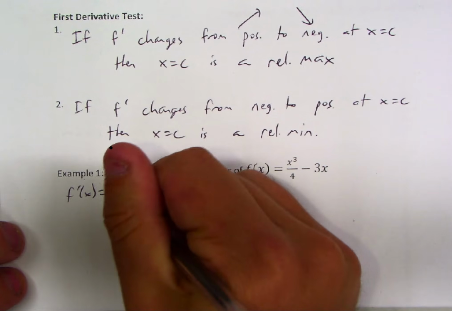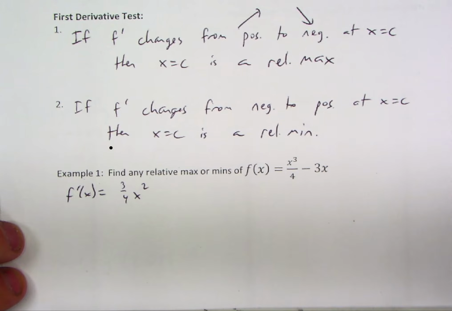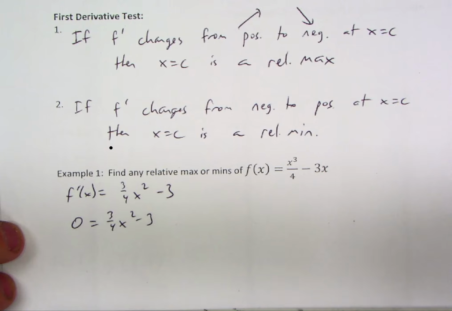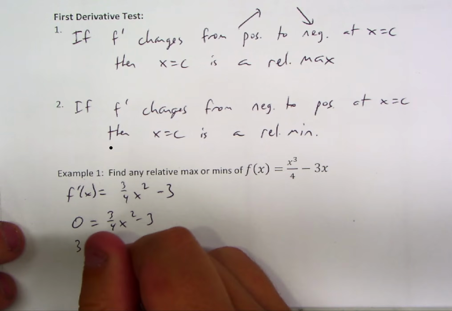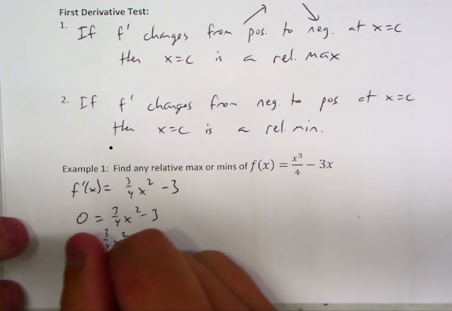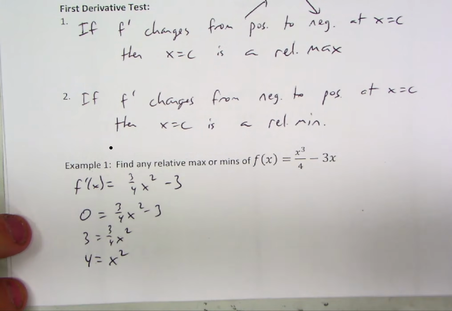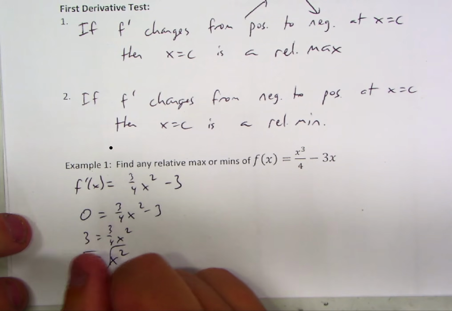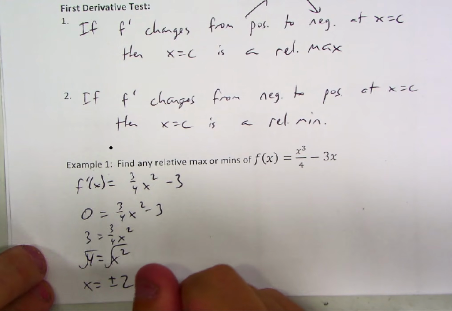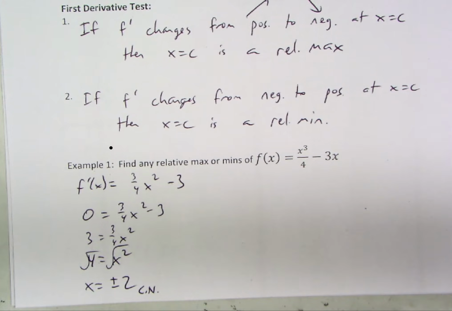So 3 comes out in front, 3/4 x squared minus 3. And I want to know, where does this equal 0? So I'm going to add 3. Multiply both sides by 4/3. And square root. And remember, whenever you square root, you have to put plus or minus. So plus or minus 2. Now, these are the critical numbers. These are the only two numbers that make f prime equal 0.